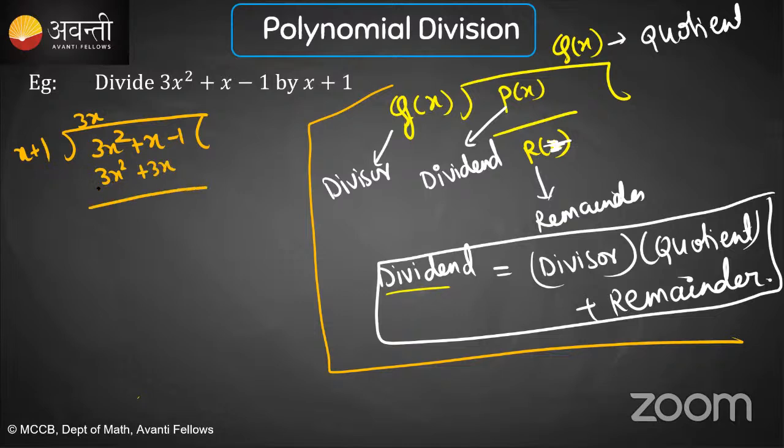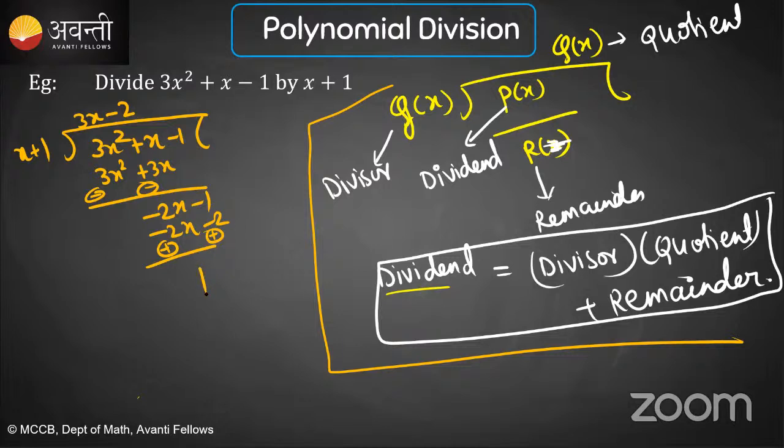Now subtract. Minus minus. So 3x square minus 3x square is 0. x minus 3x is minus 2x, minus 1. Right? And again now multiply this x with minus 2, then only we can get minus 2x. So this becomes minus 2x, and minus 1 into minus 2 is minus 2. Now again subtract this. So this minus becomes plus and this minus also becomes plus. So minus 2x plus 2x is 0, minus 1 plus 2 is 1.